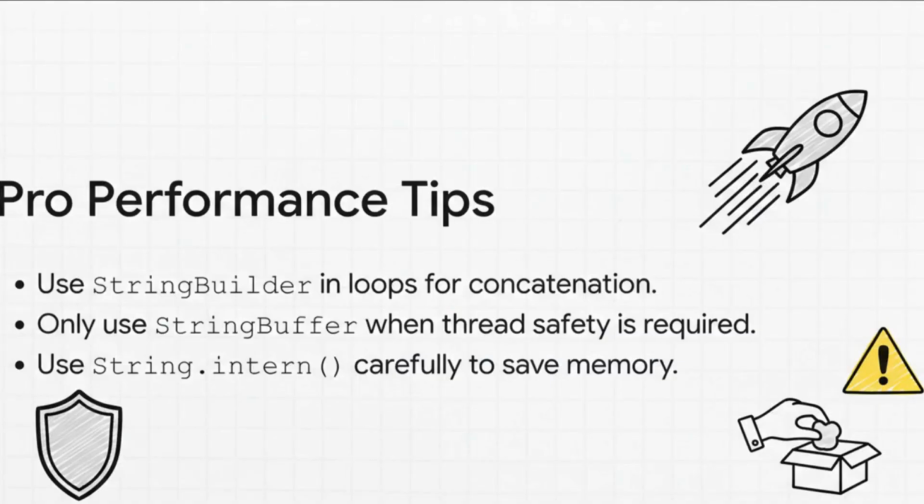Okay, performance tips. We've hammered this one home, but I'll say it again. Use StringBuilder in loops. Don't use StringBuffer just in case. That synchronization has a performance cost, so only use it when you actually need it. And here's a deep cut for you. The intern method. It lets you manually add a string to the string pool. If you know you're creating tons of duplicate strings at runtime, this can save memory, but use it with extreme caution, because the act of interning has its own performance overhead.